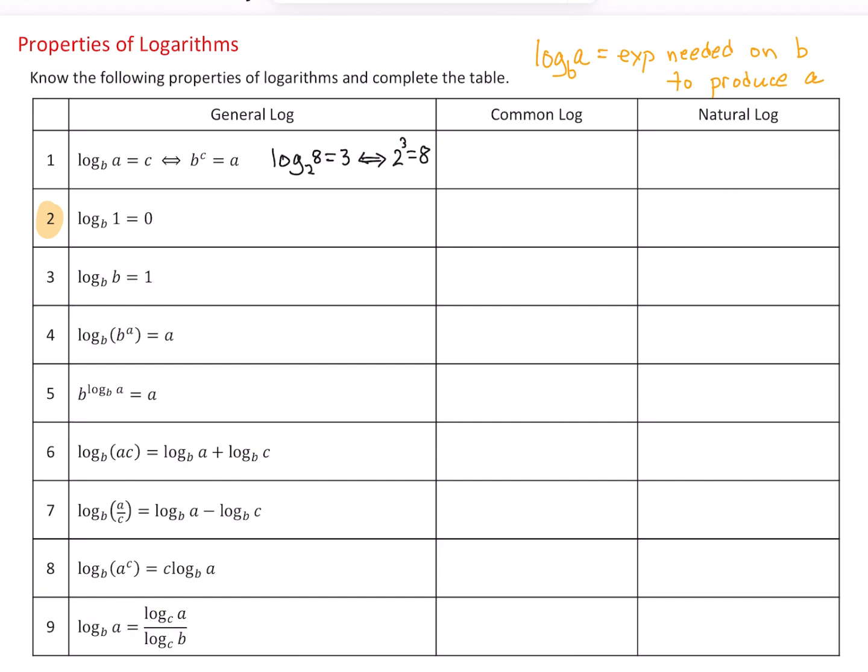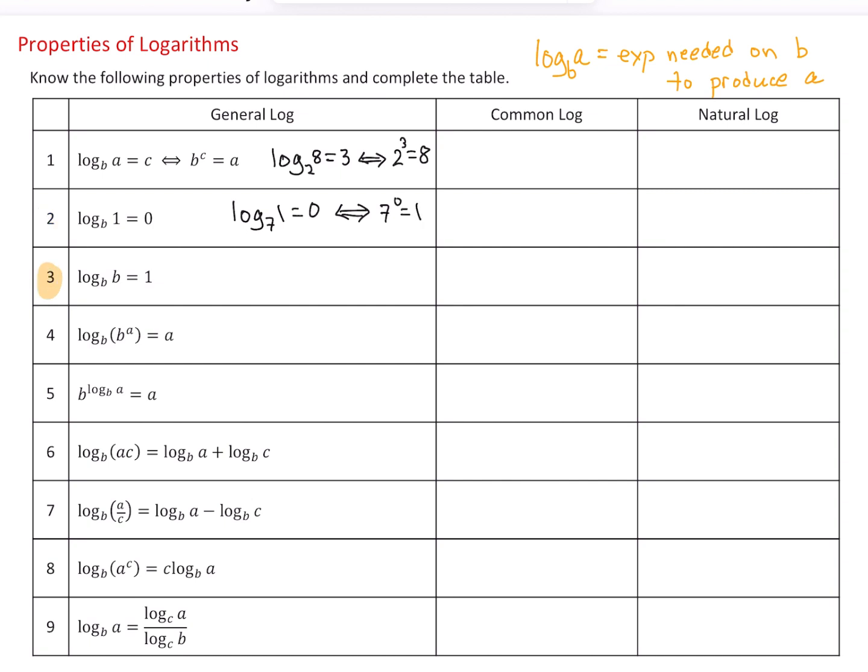This will always be true for any legitimate base. Remember, the base of a logarithm must be positive, but can't be 1. For example, log base 7 of 1, this would be 0, because 0 is the power you need on 7 to produce 1. Property 3.